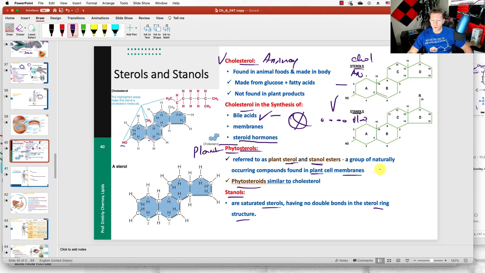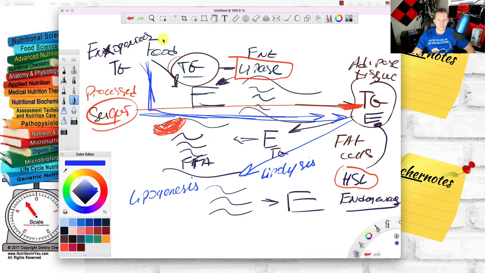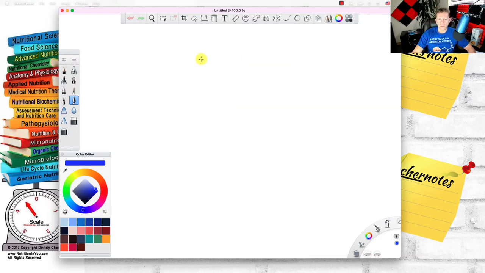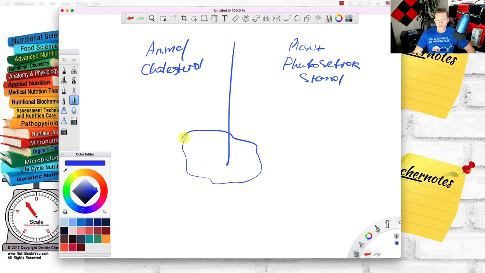So I wanted to point out something. Let's say you have a diet, right? So you're eating animal products that have cholesterol, and you're eating a plant that has phytosterols or stanols, right? And let's say you have a cell, and that's the entry, right, channels that will accept that.